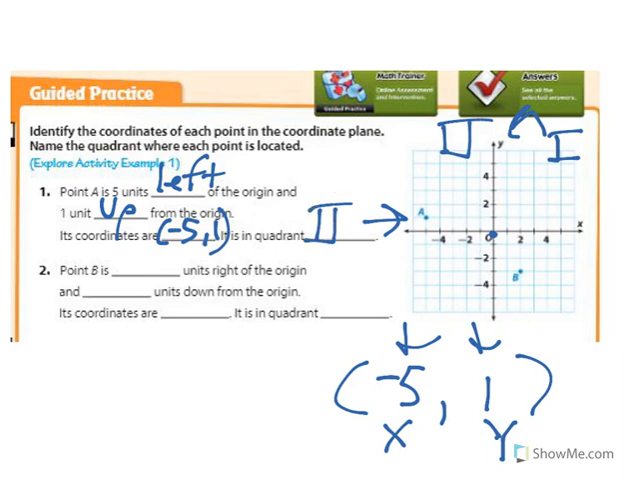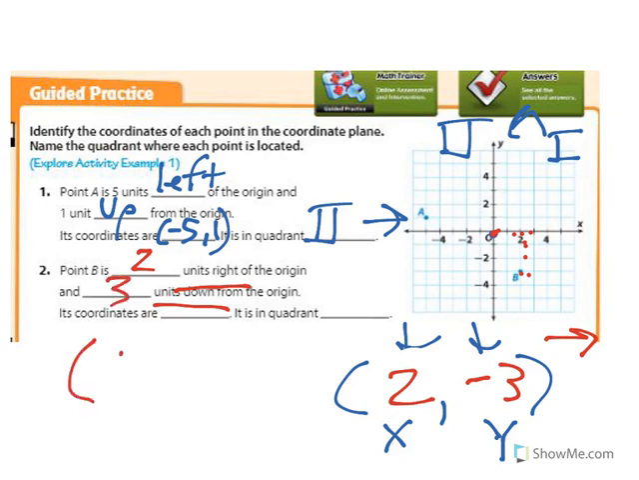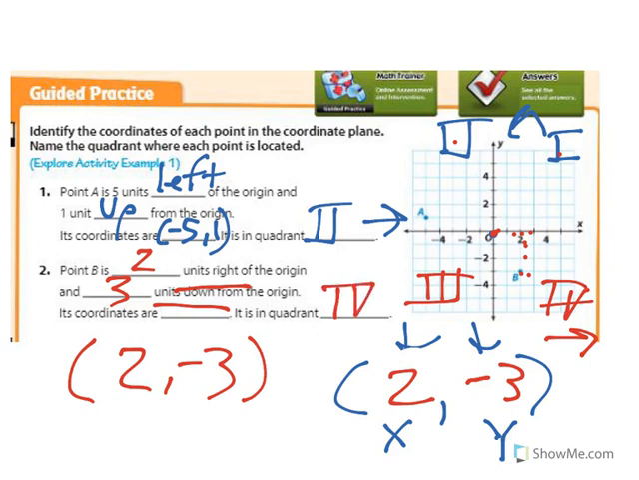Do the same thing for point B. Find it. Going to use red. Alright, so how many units right of the origin? So we're starting here. So this is now to the right side, so that's going to be a positive number. How many? So notice how it goes over to 2. And how many units down? So 1, 2, 3. 3 down would be -3. It's like a thermometer here. We're below 0. Its coordinates are 2, -3. And it's in quadrant 1, 2, 3, and 4. Quadrant 4.